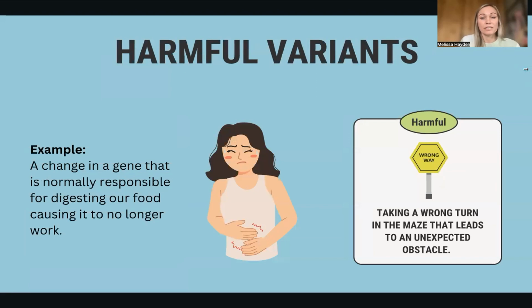Harmful variants or mutations are genetic changes that may lead to vulnerabilities such as health issues or genetic disorders. For example, a harmful variant can occur in a gene responsible for digesting food, such as the lactase gene, which helps break down lactose. A mutation in this gene can cause lactose intolerance, where the body can no longer properly digest lactose, leading to digestive issues like bloating and discomfort. This is much like taking a wrong turn in the maze that leads to an unexpected obstacle and prevents you from continuing smoothly.